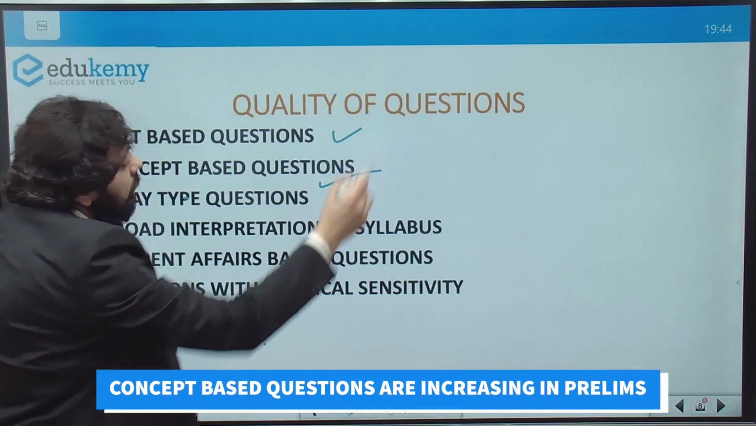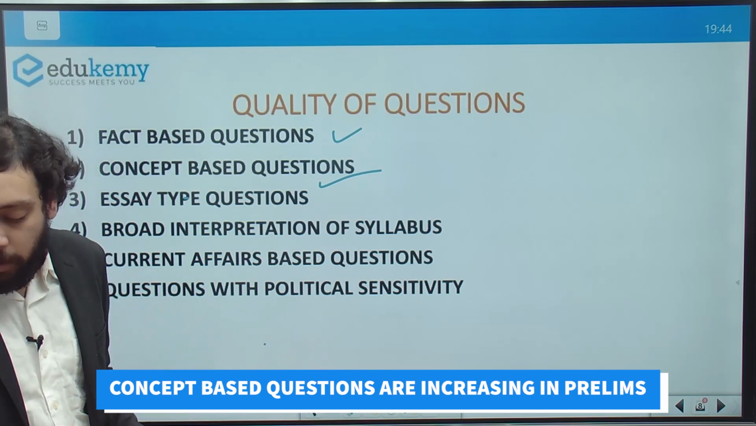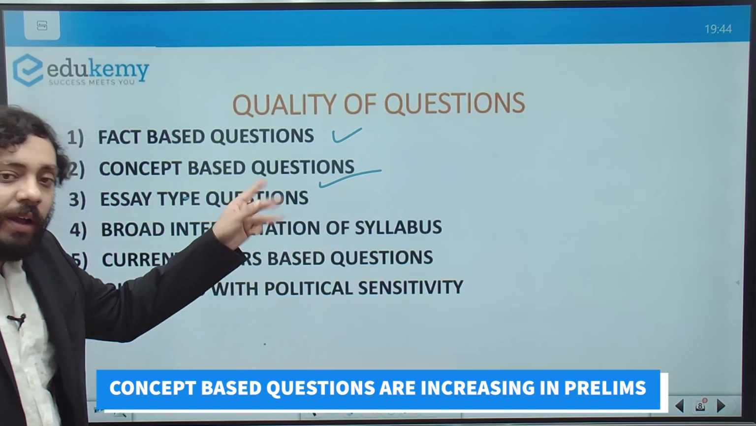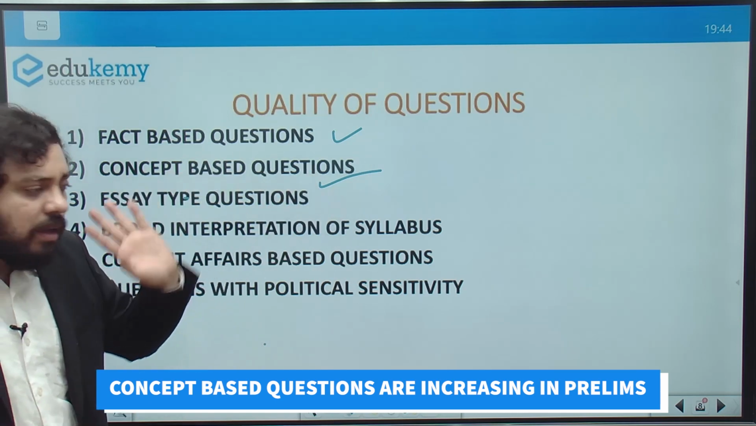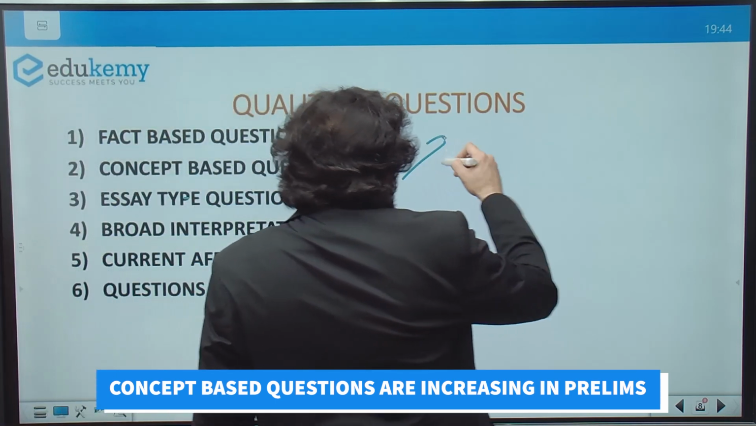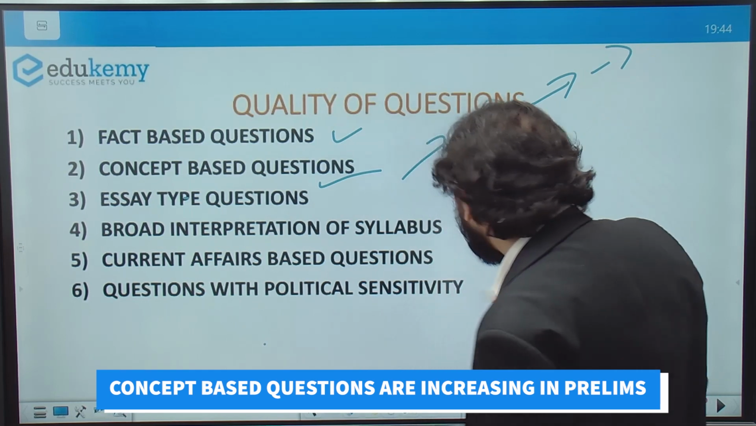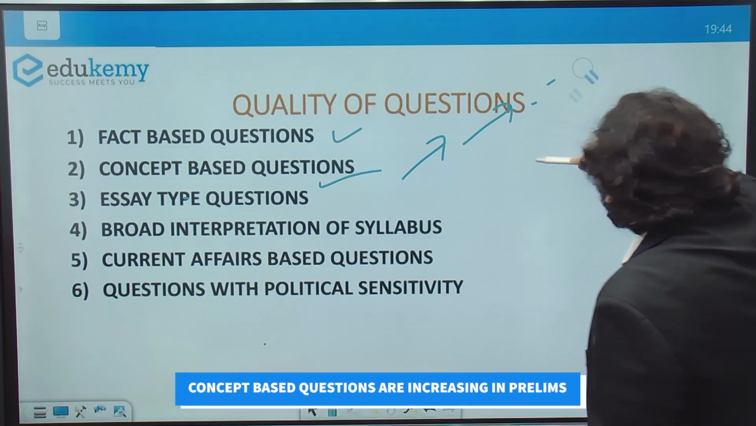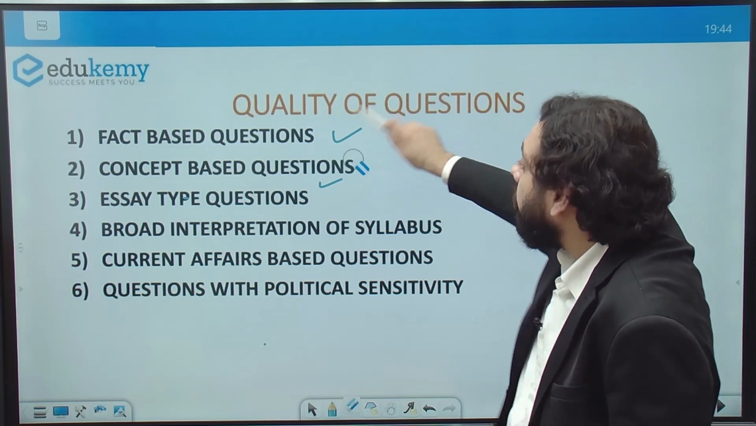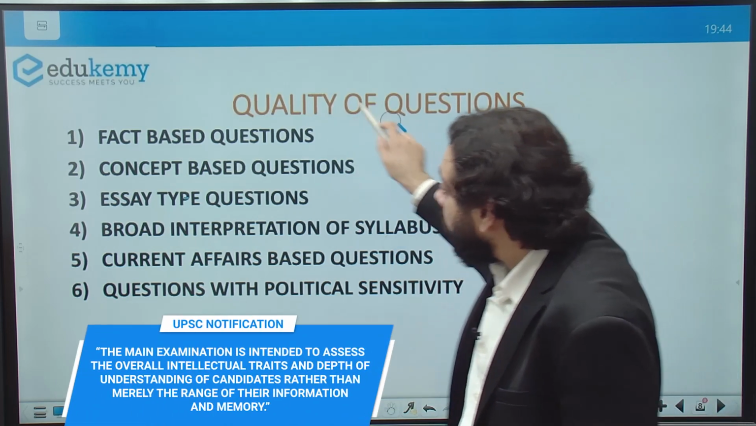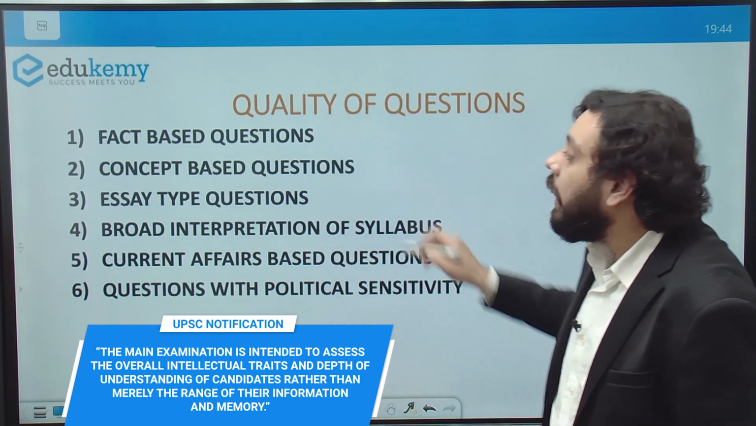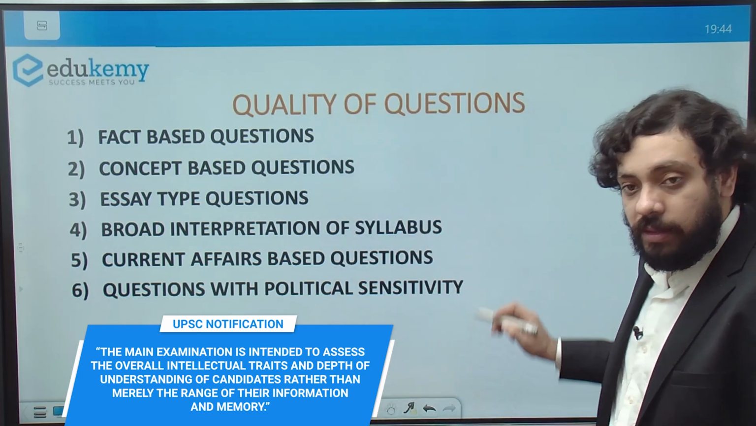Another could be concept-based questions, which have to use some analytical or explanatory techniques to give an answer to that question. And these are the questions which are increasing in number year after year. That's why one of the recommendations by everyone who's dealing with polity sincerely is that you now have to start paying attention to the ideas and the concepts, and mere rote learning or mugging up of the facts will not help you clear the examination.